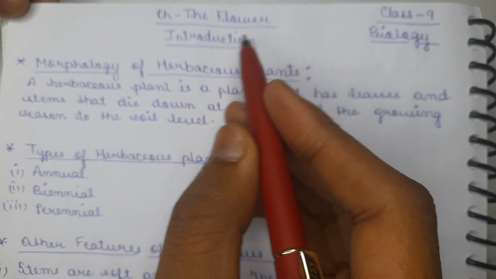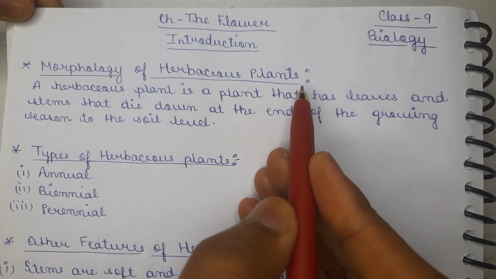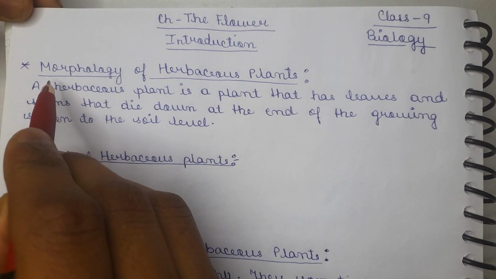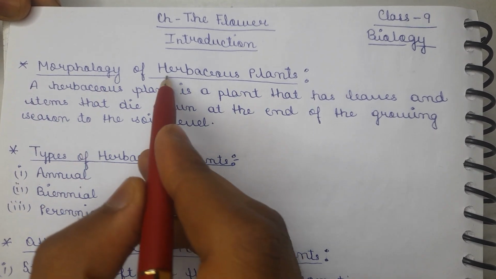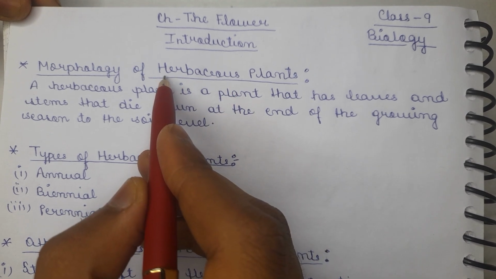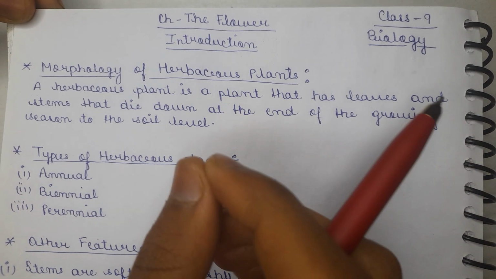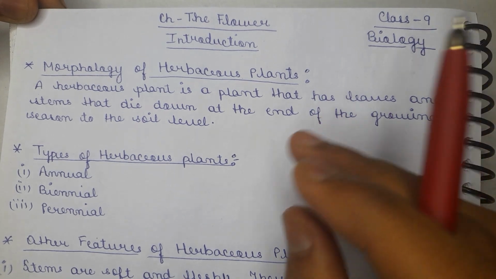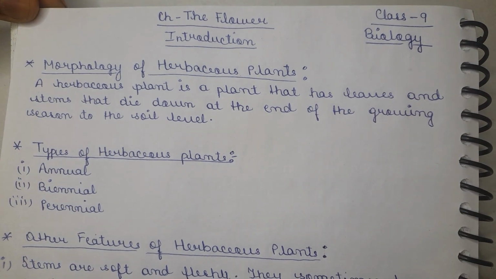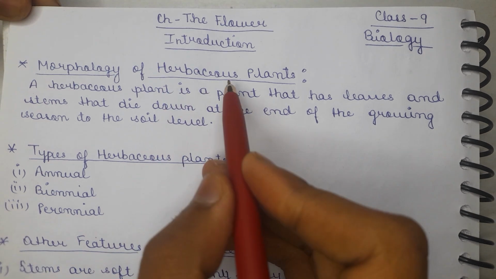Now the first topic starts with the morphology of herbaceous plants. What does morphology of herbaceous plants mean? Morphology means basically the structures of herbaceous plants, the plants related to herbs. Herbs are basically short plants that grow just above the ground. Now what are these herbaceous plants?